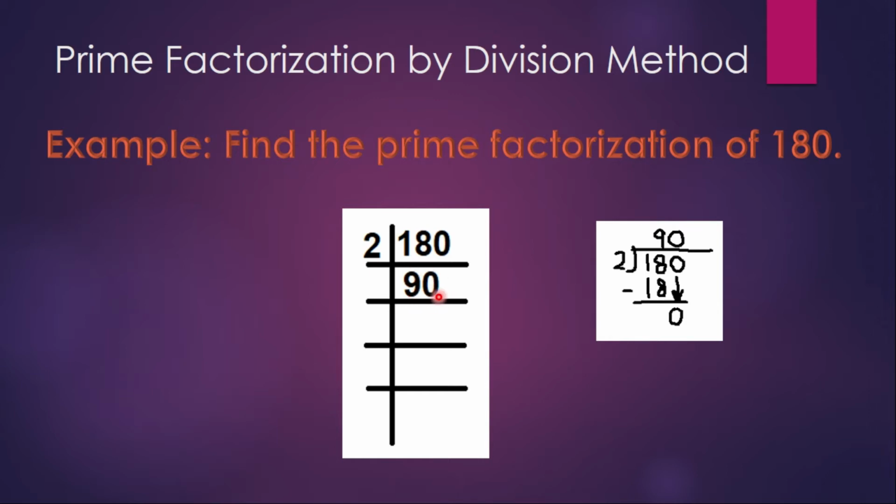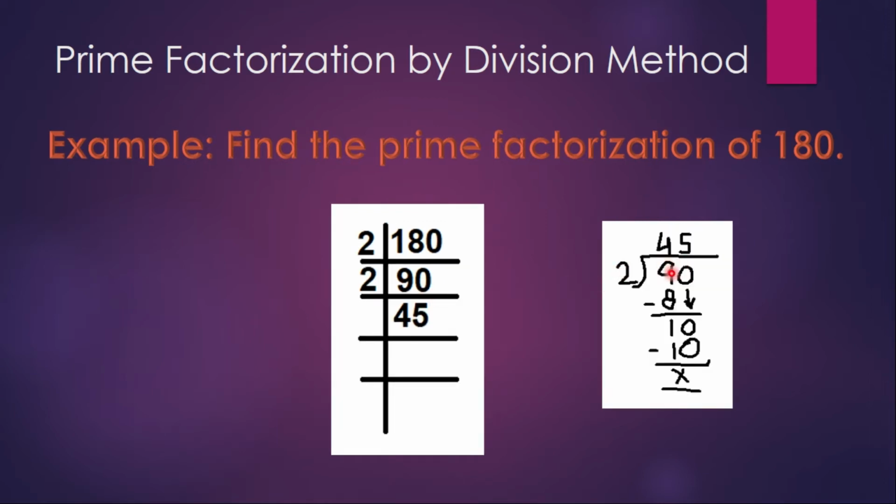Now again we have got an even number, or we can say a number which has 0 at the ones place. So this can also be divisible by 2. When we divide 90 by 2, we get the quotient 45. 2 fours are 8, 1 is the remainder, then 2 fives are 10. So the quotient is 45, we are going to write it down here.